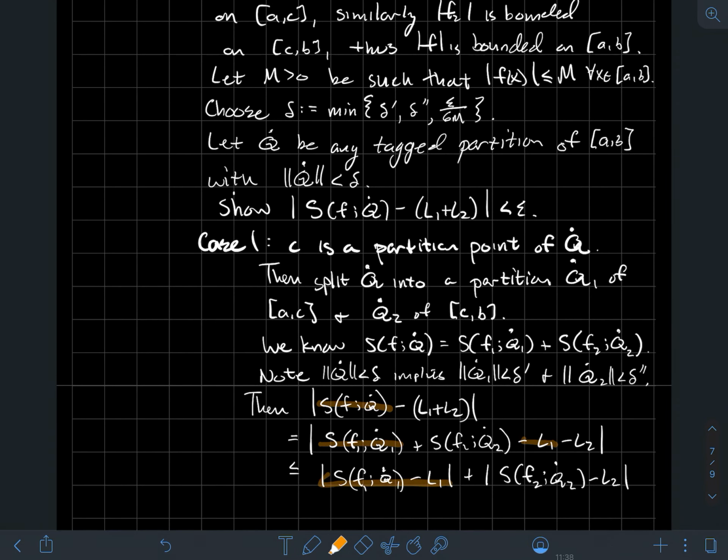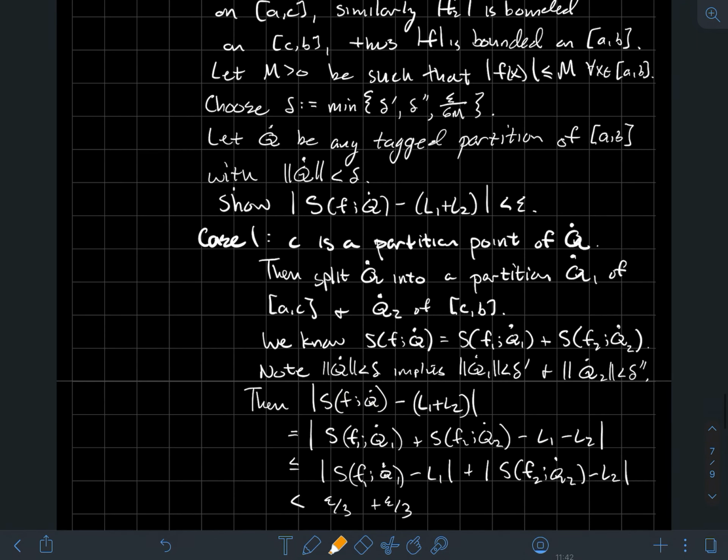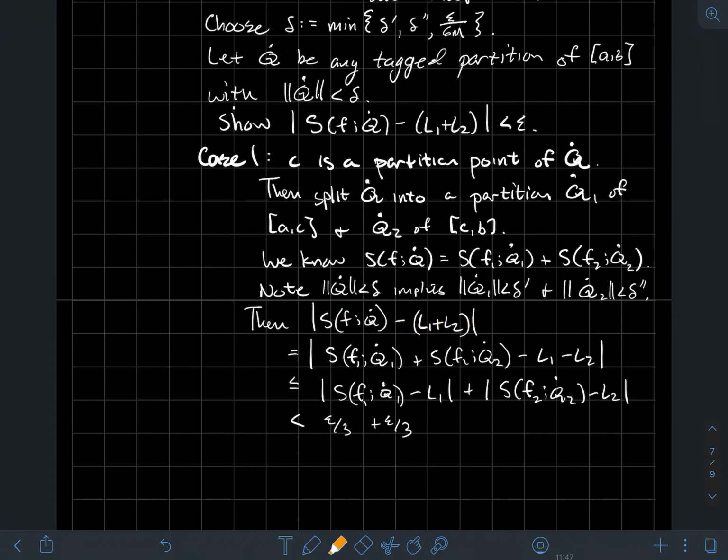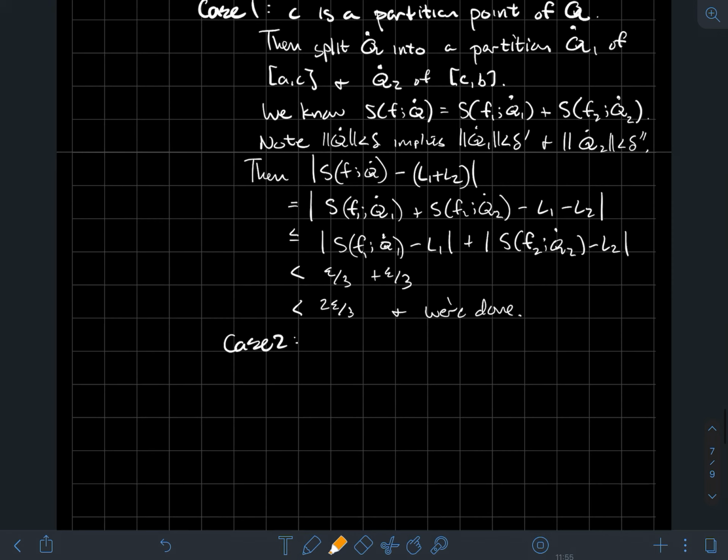Because I assumed each of these was less than epsilon over 3, in that case, what do I get? I get that my Riemann sum of my function f over the partition from a to b is within 2 epsilon over 3 of L1 plus L2. And that would mean we're done since epsilon is arbitrary. Now case 2 is the harder case.